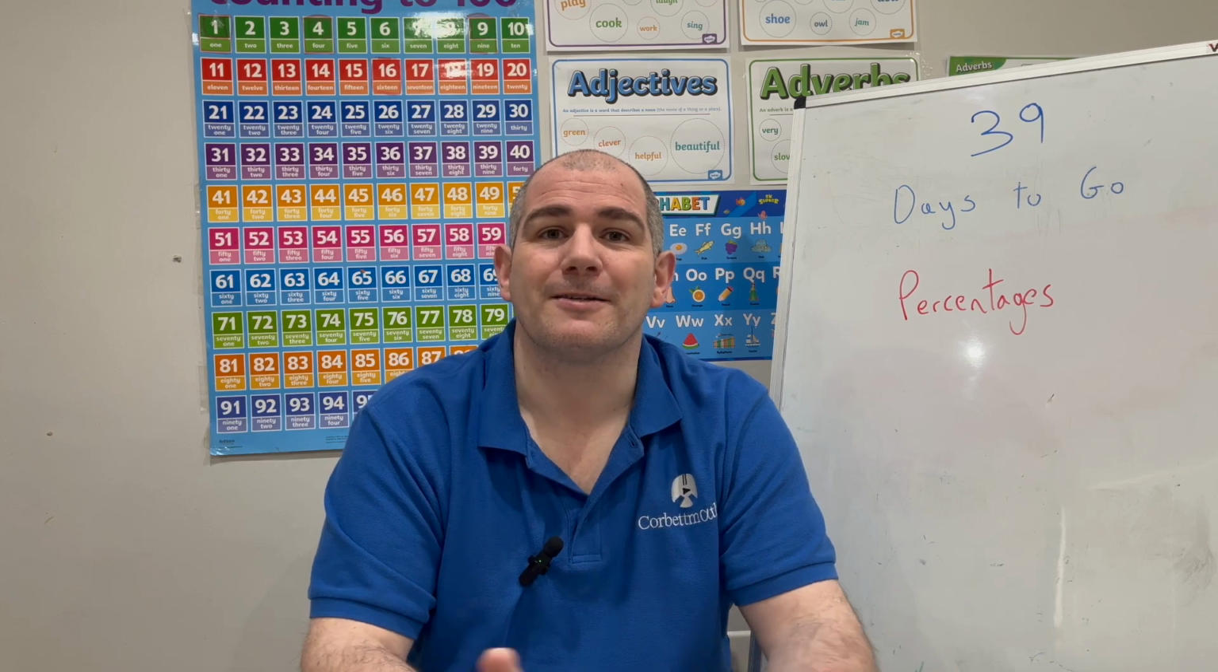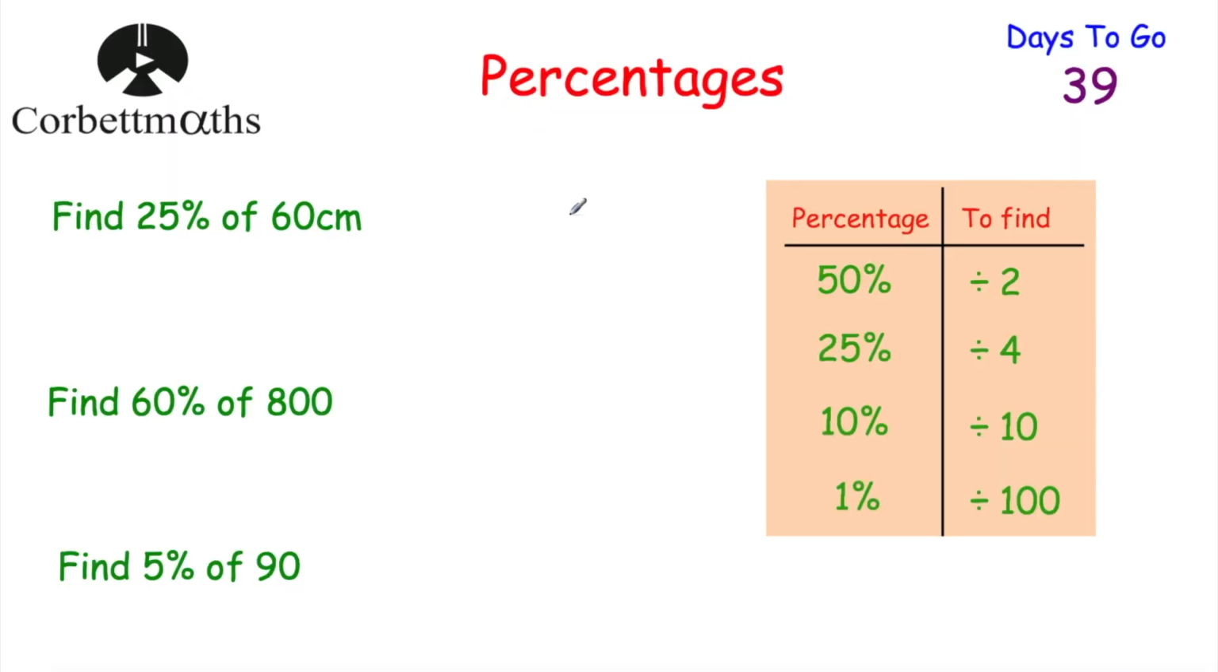So let's get started. Okay, so today we're going to be looking at a bit of a recap of percentages. We're looking at percentages without a calculator, percentages with a calculator as well, and then we're going to be looking at simple interest. Okay, so in terms of our percentages, work out 25% of 60 centimeters, work out 60% of 800, and work out 5% of 90. So feel free to press pause now and work out these percentages.